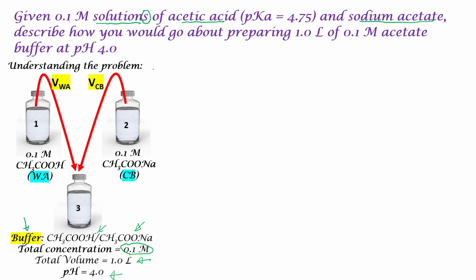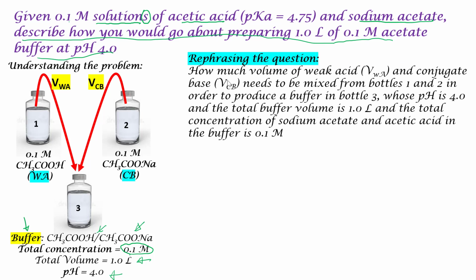And then the question is asking, describe how you would go about preparing 1 liter of 0.1 molar acetate buffer at pH 4. This description was needed to help you understand what is actually going on in this problem. We may have to do a little bit of rephrasing, so I've rephrased it for you. How much volume of weak acid, VWA, and conjugate base, VCB? This VWA is the same as this volume here, and VCB is this volume.